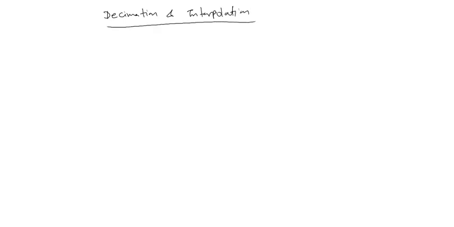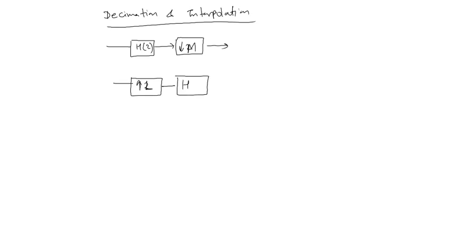Okay, so decimation was simply the pre-filter followed by a downsampler, right? So this was the decimation process, and this was the interpolation process. This will be M if I write it as a general term, and this will be L. So this was an upsampler by a factor of L, and then you pass through a filter that will remove the replicas. So this is decimation and this is interpolation.